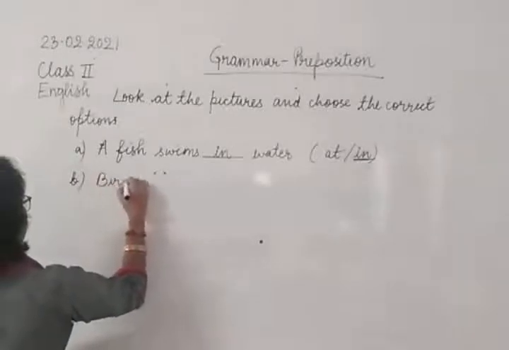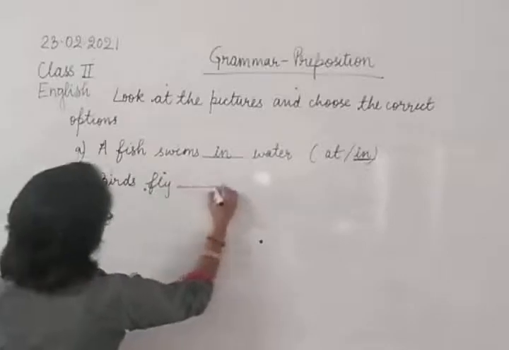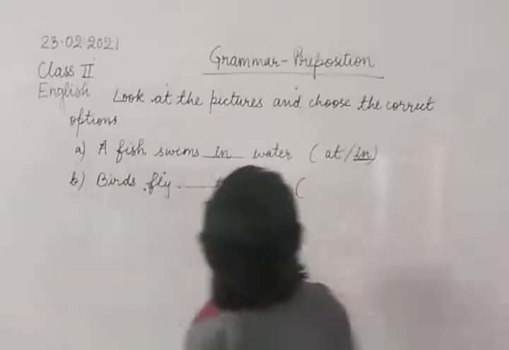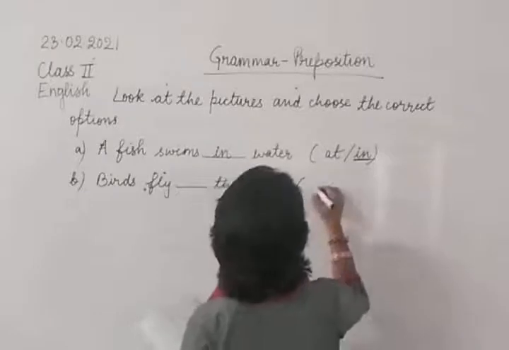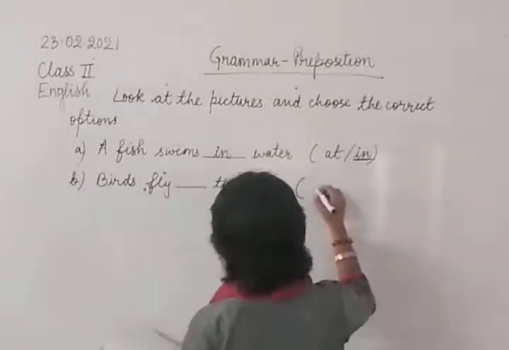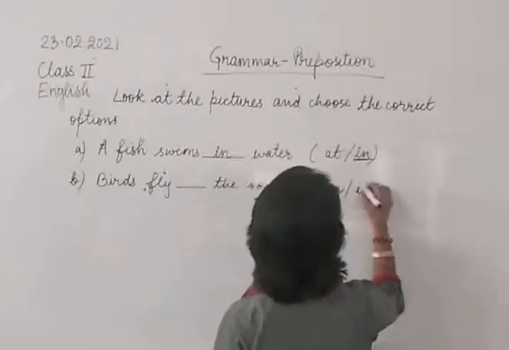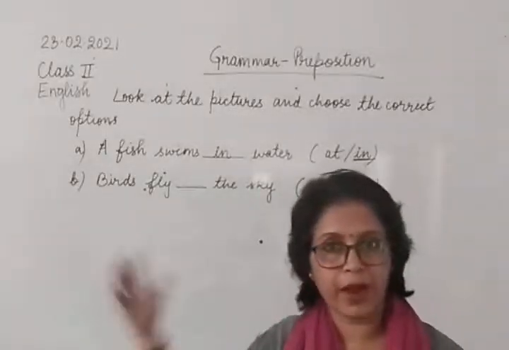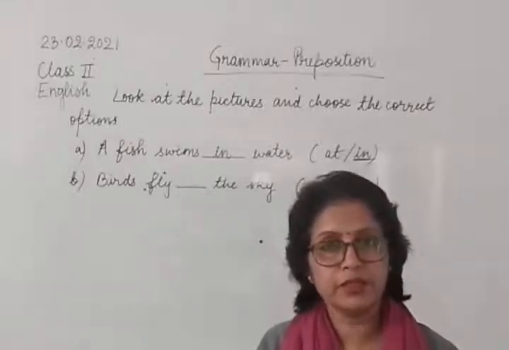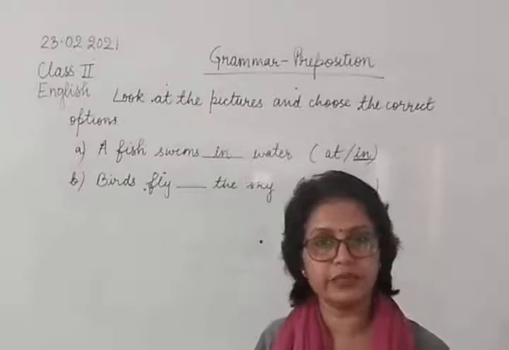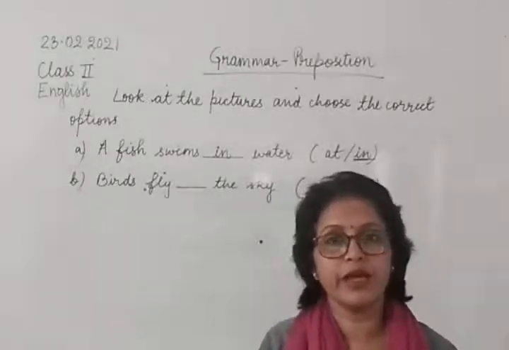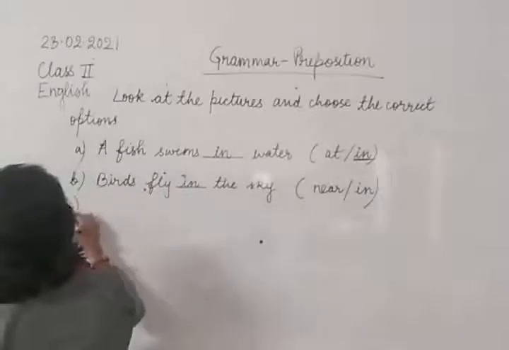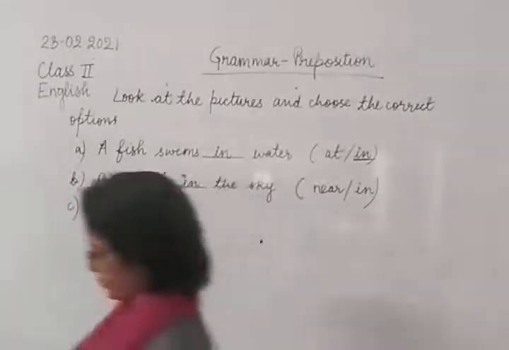Birds fly dash the sky. आपके options हैं near या in. Now birds fly dash the sky. बर्ड्स आसमान के पास उड़ती हैं कि आसमान में उड़ती हैं? Birds fly near the sky और birds fly in the sky. What do we say? We say birds fly in the sky.